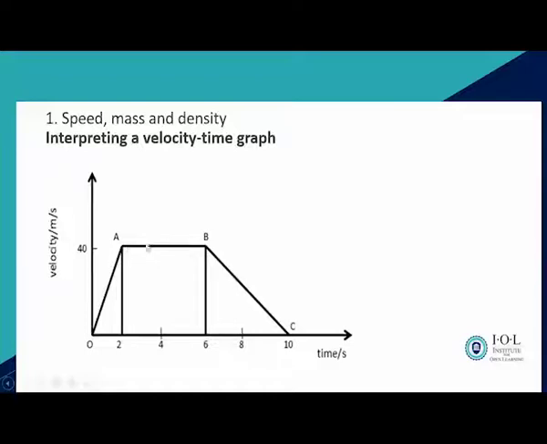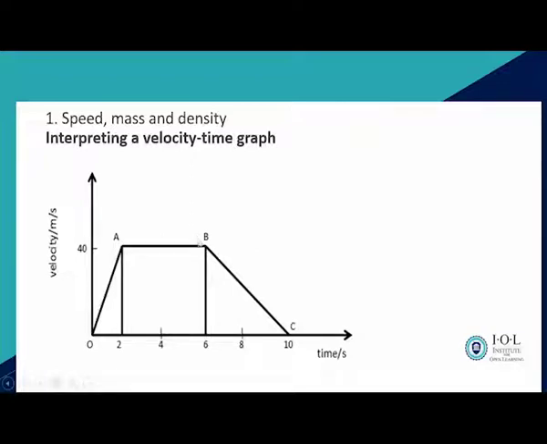Here, constant velocity means the object is moving with the same velocity. And when the object is moving with constant velocity, there is no acceleration. The acceleration here is 0. Why? Because there is no increase in speed or velocity.